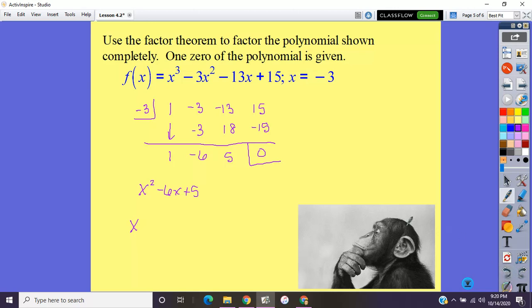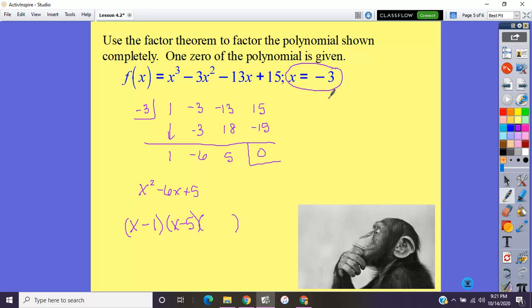So it multiplies to be 5 and adds to be negative 6. So it'll be a negative 1 and a negative 5. So negative 5 plus negative 1 is negative 6. Negative 1 times negative 5 is 5. Well, the problem is that we had another 0 up here. Remember this one? So we have to figure out in factored form what that would have been.